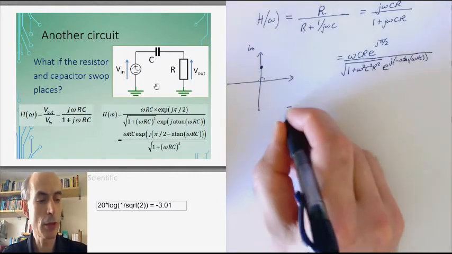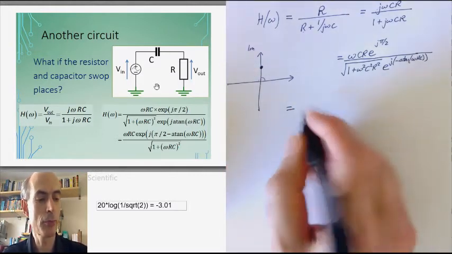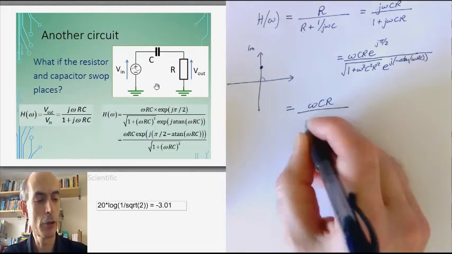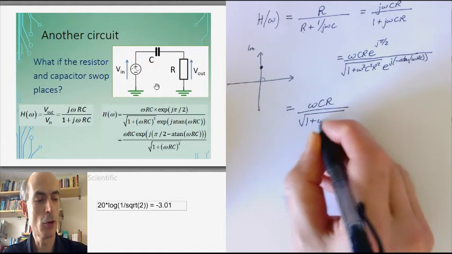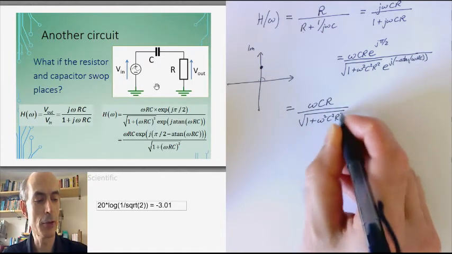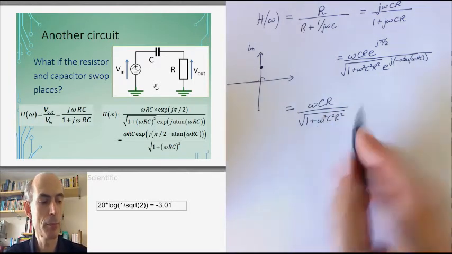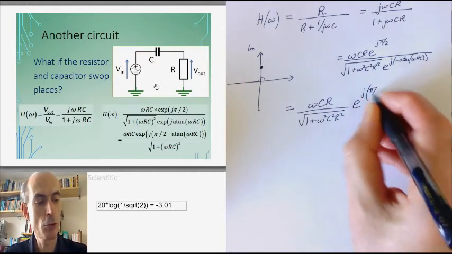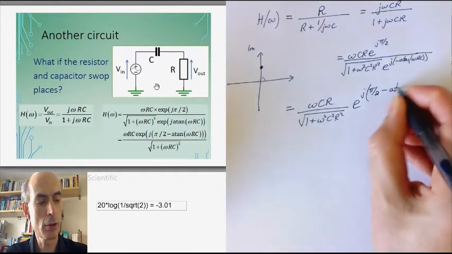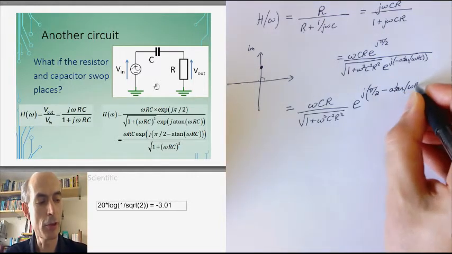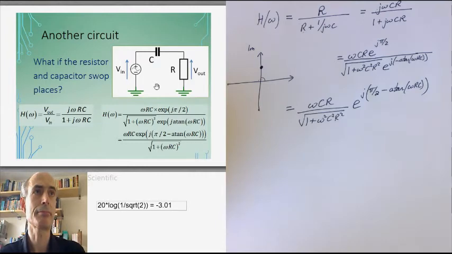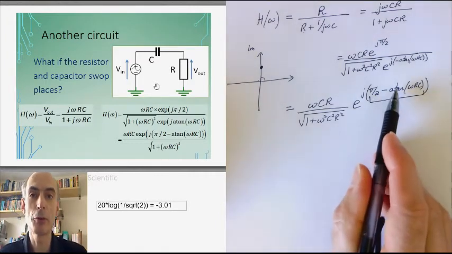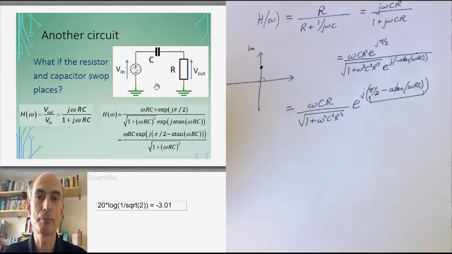Therefore, we can write the entire frequency response as omega CR over the square root of 1 plus omega squared c squared r squared, that's the amplitude response, times e to the power of j pi over 2 minus arctangent of omega RC. That's my phase response. That's the difference between the output and the input in terms of phase.